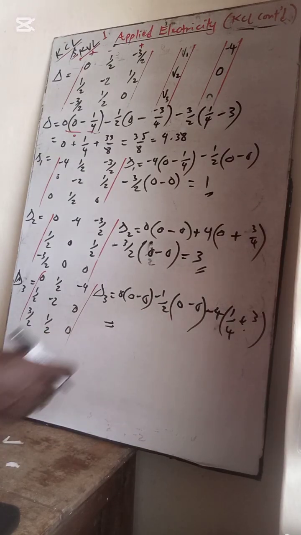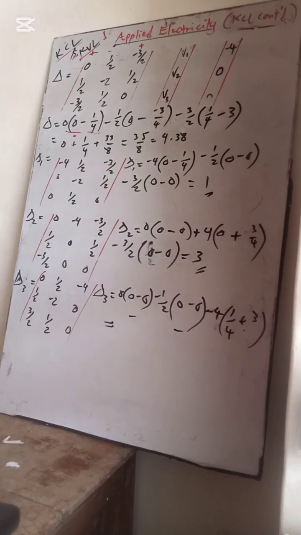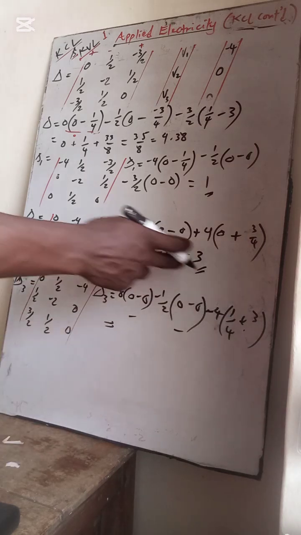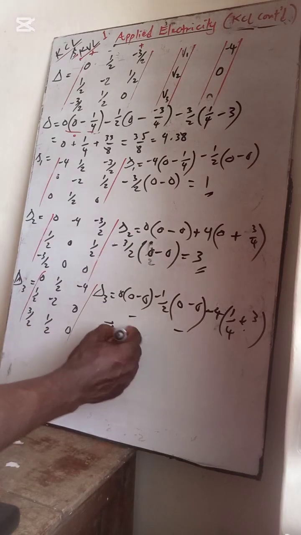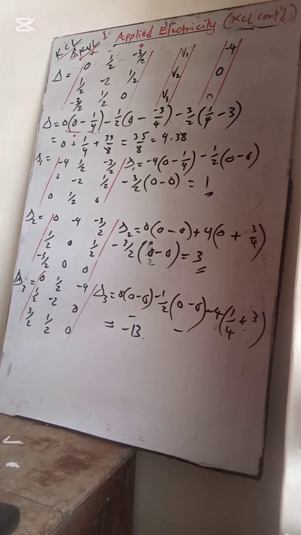So what will our answer be? We are omitting this and this because it's going to amount to 0. So this will be what? 1 over 4 plus 3. Let's do that. 1 over 4 plus 3. So that's 13 over 4. And 13 over 4 multiplied by minus 4, that should be 13. Minus 4. So 13 over 4 multiplied by minus 4, that's minus 13 for this R3 and delta 3. So we now come and apply the law.